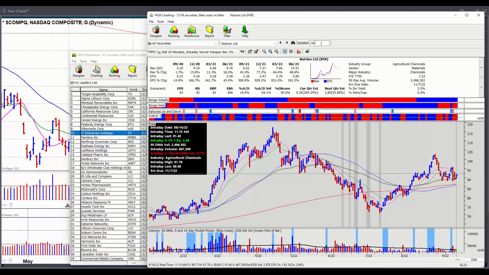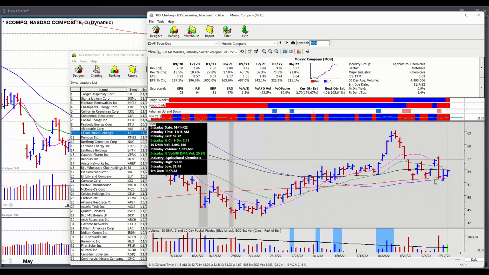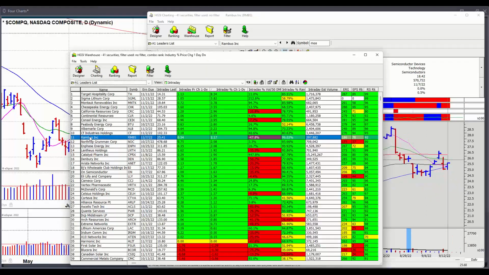And also, I believe Mosaic was doing the same thing. So, there we go. Yeah, it's a little weaker, but notice it's trying to hold the 200-day and the 50-day line here. So let's go through more of these.